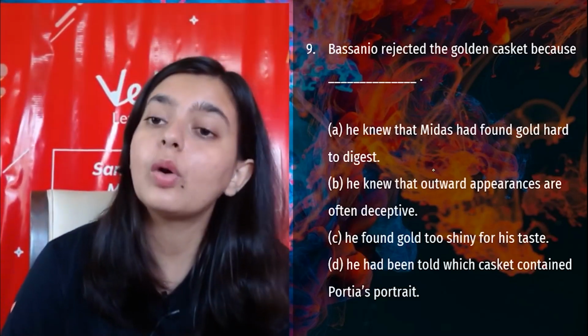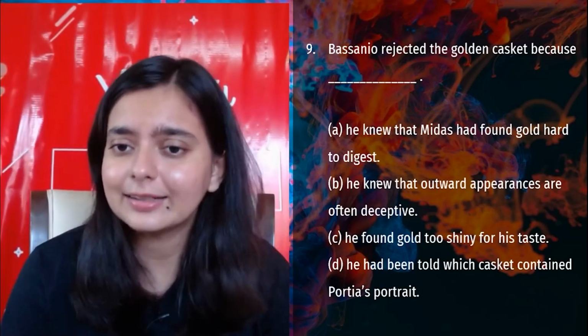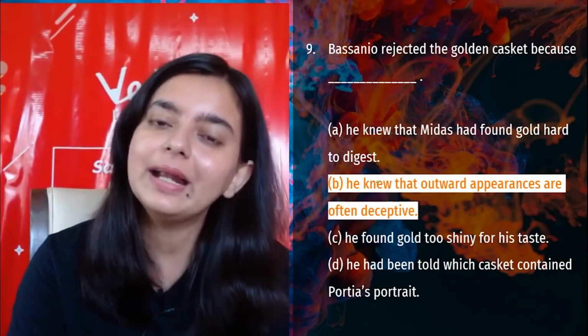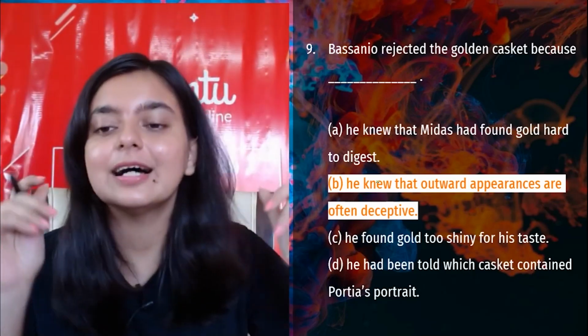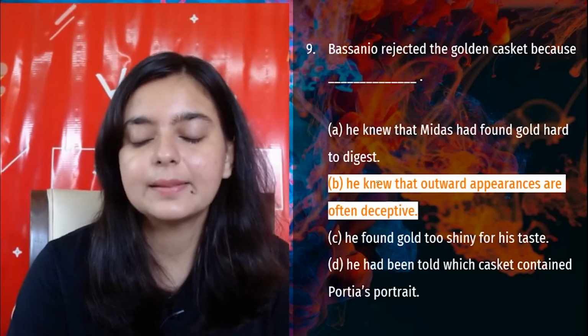Bassanio rejected the golden casket. Why? This is also very simple. All that glitters is not gold, right? So he knew that outward appearances are often deceptive. All that glitters is not gold. Very, very simple question.